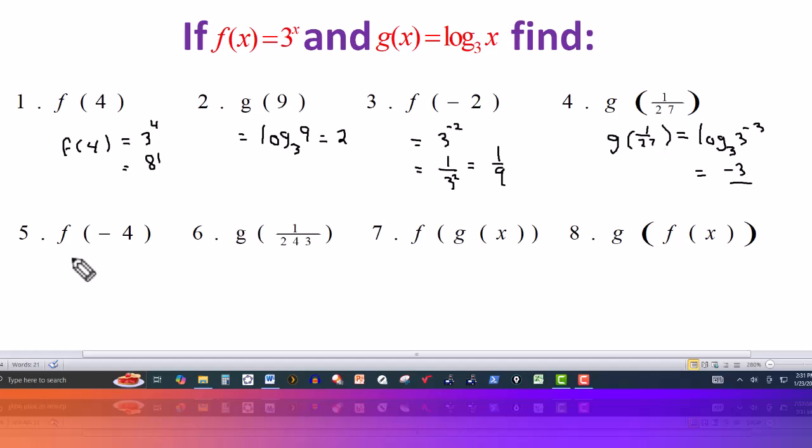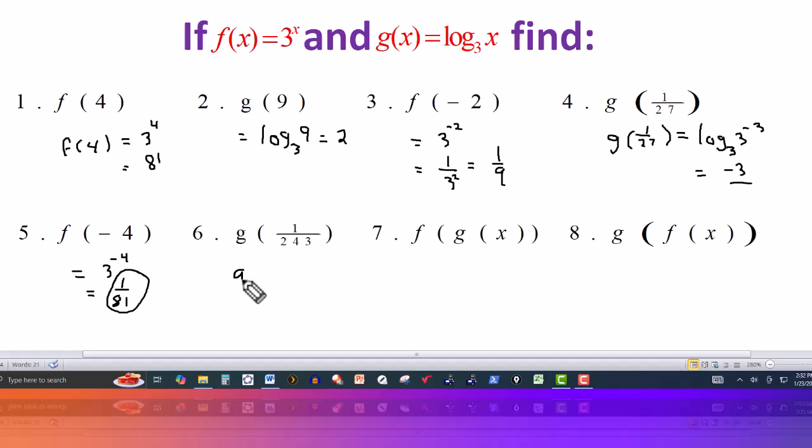Okay, for number 5, same sort of thing now. We have f of negative 4. Using the f function, this would be 3 to the negative 4. That's the same thing as 1 over 3 to the 4th, or 1 over 81. So f of negative 4, the value of that function, is 1 over 81.